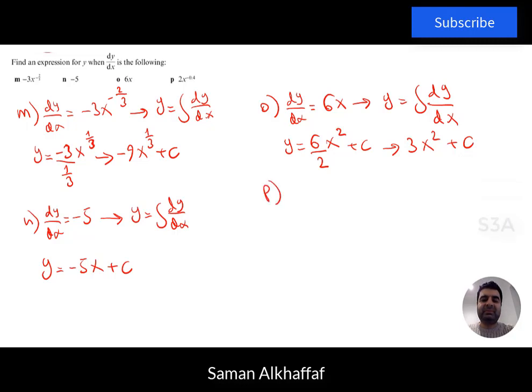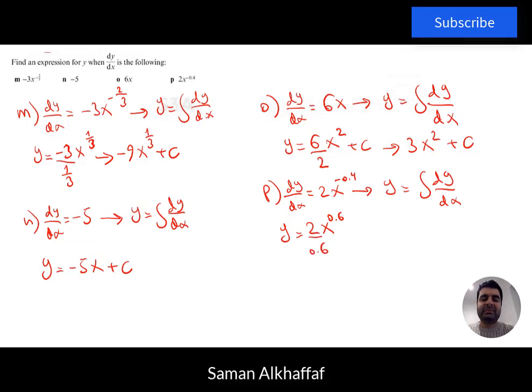For part p, we have dy over dx being 2x to the power of minus 0.4. So in this scenario, to find y, that means we integrate dy over dx. So for us to find y, that will be 2x to the power of minus 0.4 plus 1, that will give us 0.6 over 0.6.